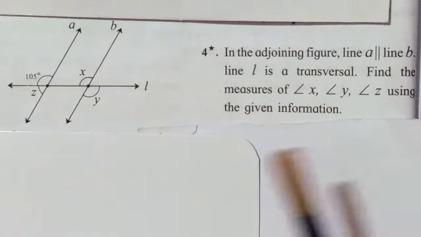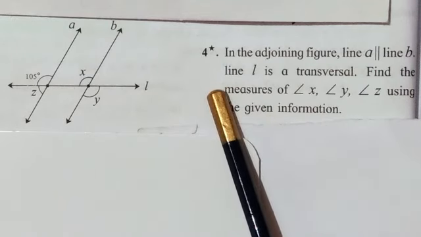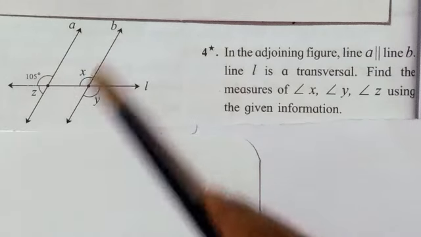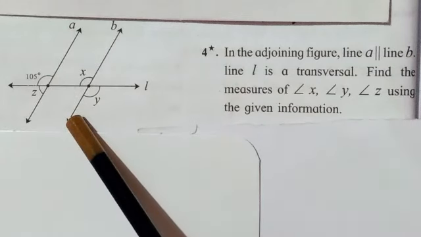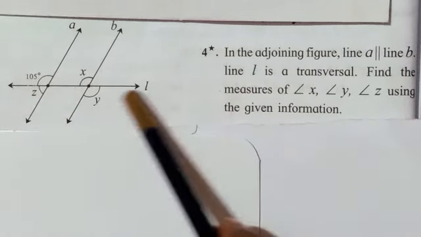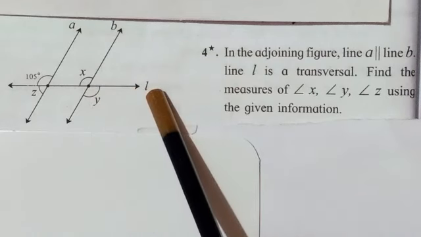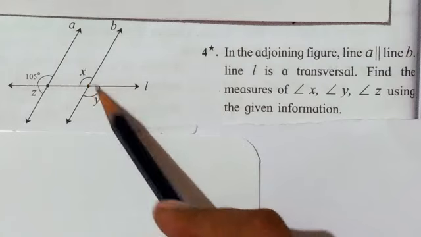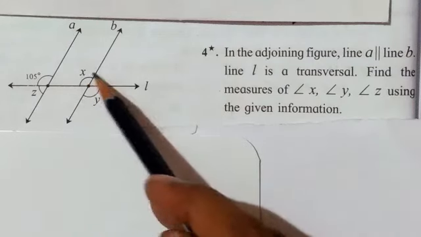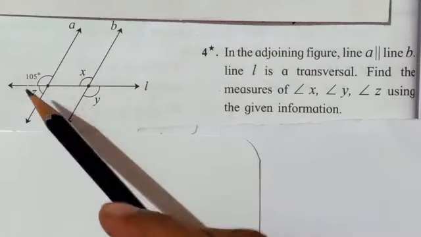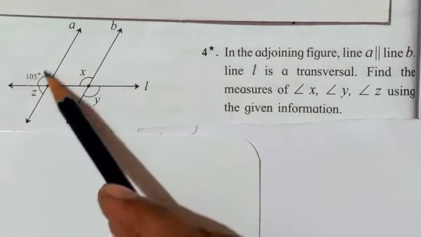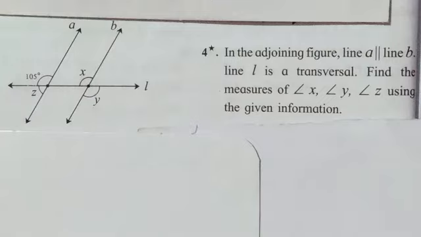Let's start with our question number 4, which is a little bit different. Here in the figure, line A and line B are the two parallel lines given, and the transversal line is this one, which is line L, and we have to find the value of X, Y and Z. These three angle values we have to find out, and only one measurement is given, that is 105 degrees of this angle. Now let's see the answer.